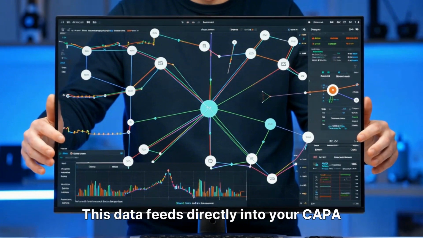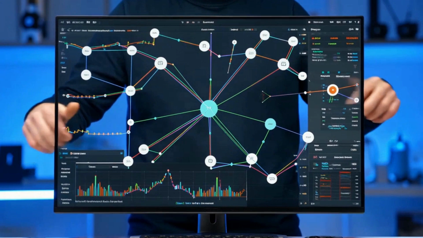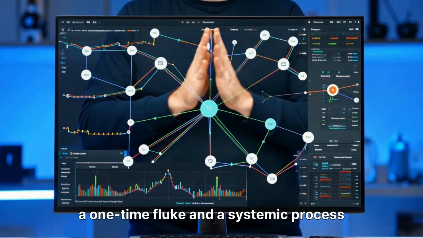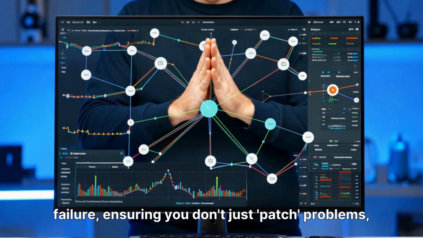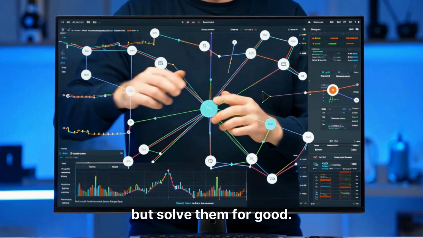This data feeds directly into your CAPA system. The guidance helps you conduct deep-dive root cause investigations. It teaches you how to distinguish between a one-time fluke and a systemic process failure, ensuring you don't just patch problems, but solve them for good.